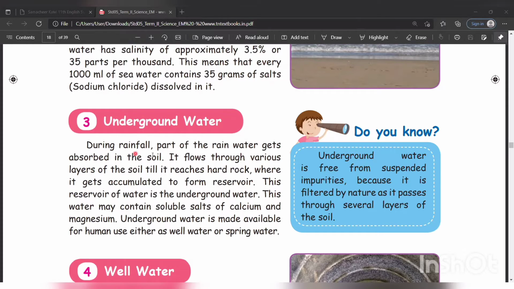During rainfall, part of the rainwater gets absorbed in the soil. It flows through various layers of the soil till it reaches hard rock. So what happens during rainfall? The rain gets absorbed in the soil, and it is absorbed till the water reaches the hard rock.